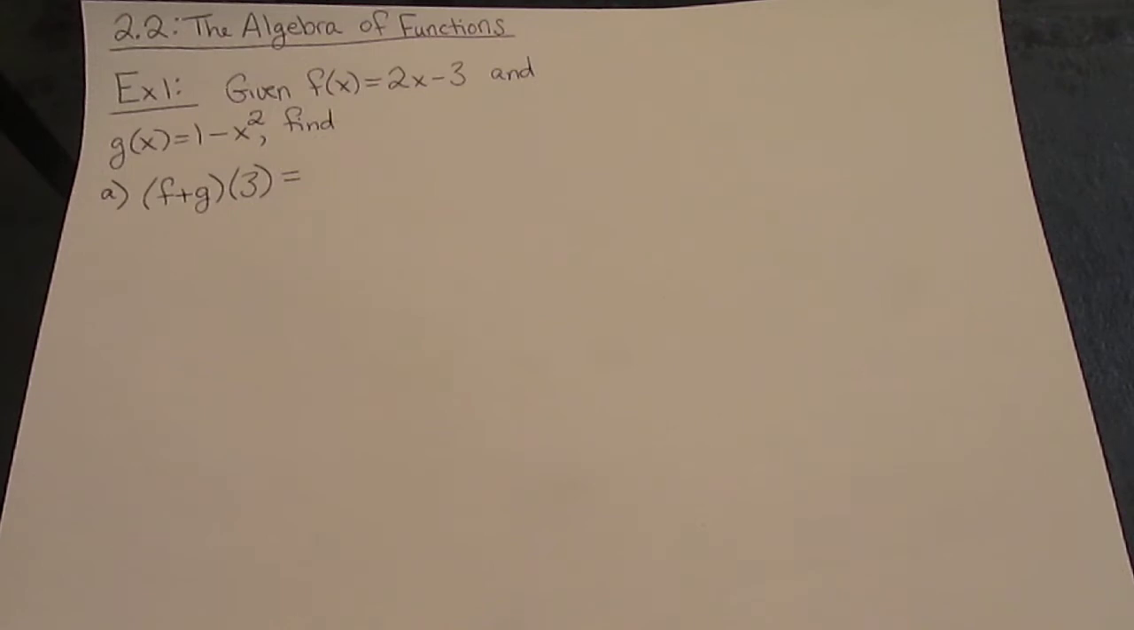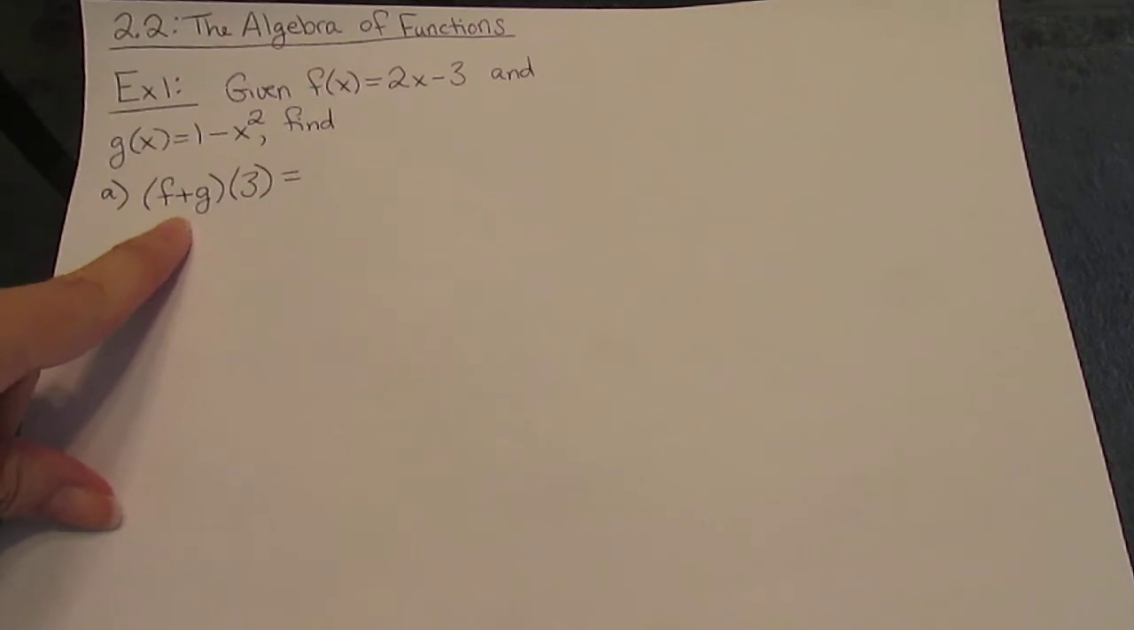Today we're working on 2.2, the algebra of functions. We're going to first look at an example where we'll add two functions together, subtract two functions, multiply, and divide. So our first one here, we've got given f of x equals 2x plus 3 and g of x equals 1 minus x squared. Find part A, f plus g of 3.